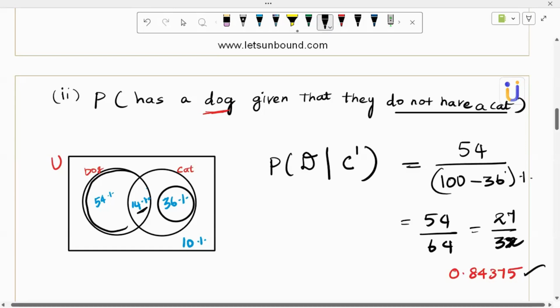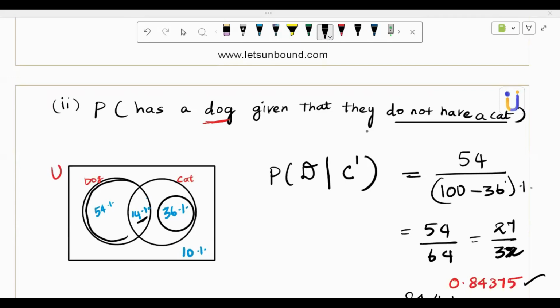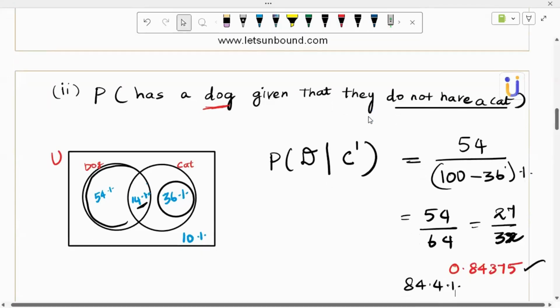So you can represent it in this way or as 84%. Any answer is accepted here. That's simple, right? And next, a separate description starts over here.